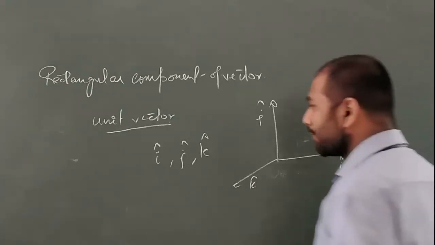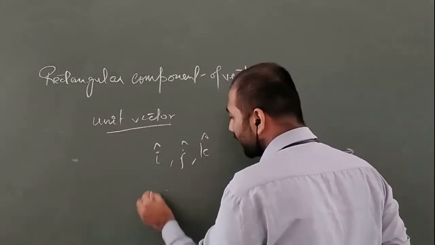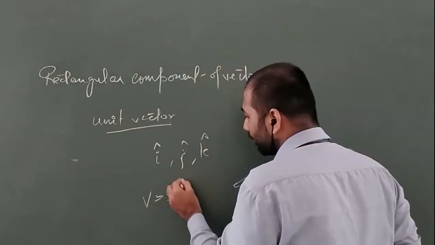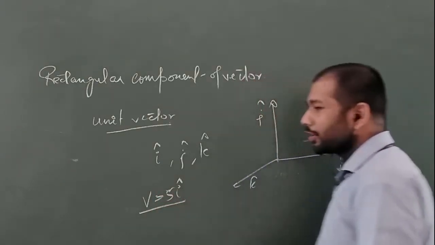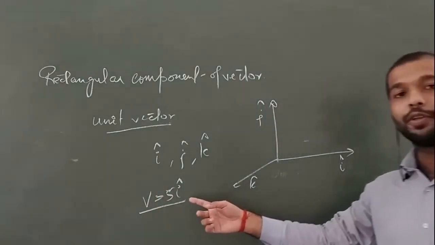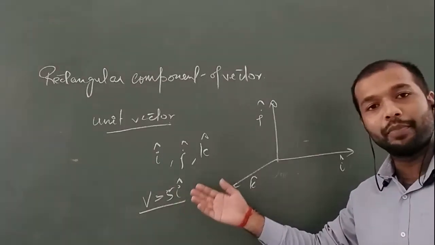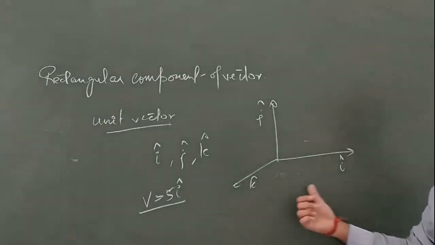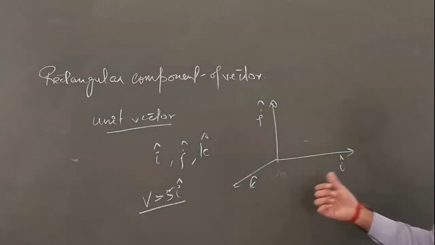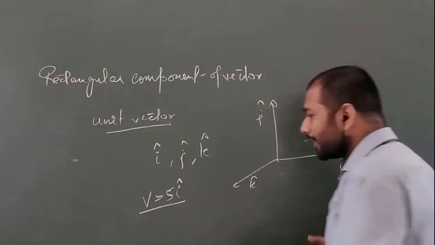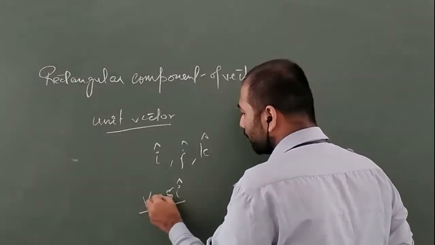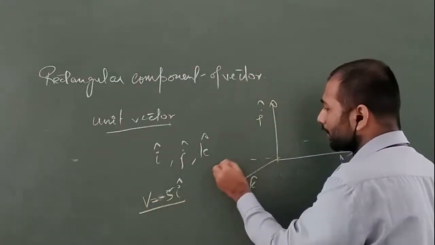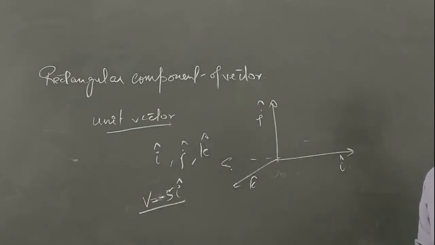So for example, if I say the body has a velocity of 5 i cap, what is the meaning of that? The magnitude of the velocity is 5 meter per second along the i cap. Along the i cap means it is moving in the positive x direction. Similarly, if I say this is equal to -5, that means our body is moving in the negative x-axis.